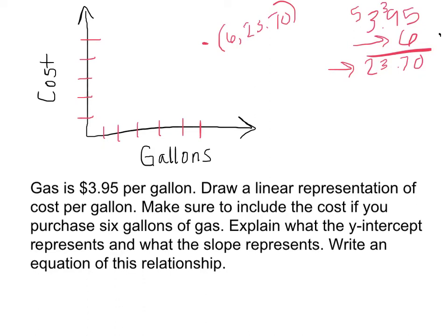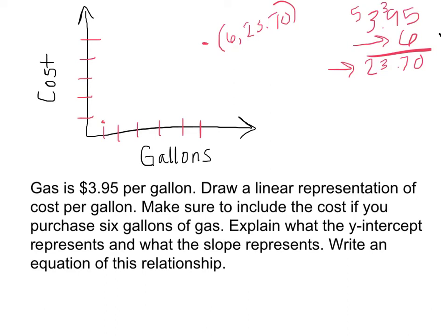Now, we need another point. In order to make a line, we need a second point. So what might that second point be? Well, we could say if I bought 1 gallon of gas, how much would it be? It would be somewhere around $3.95. There's a point. That's another point we might know. Okay, we could do 3 gallons.